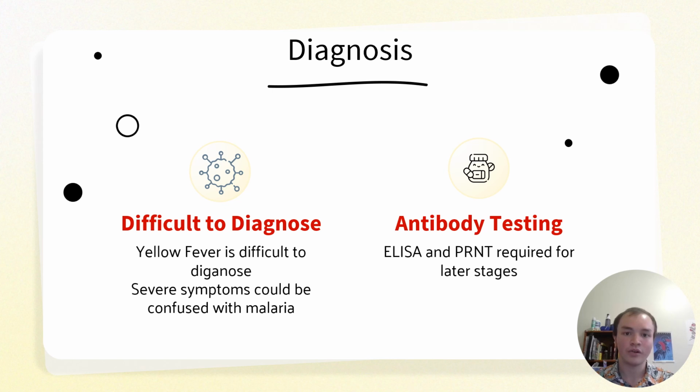So some ways you can test for yellow fever is polymerase chain reaction testing in the blood or urine, and the virus could be detected in the early stages of disease. In later stages, testing is primarily used by identifying the antibodies that are produced by the body in response to the disease. So you will need ELISA or PRNT in order to identify the antibodies of yellow fever.